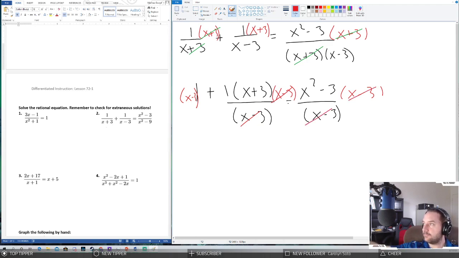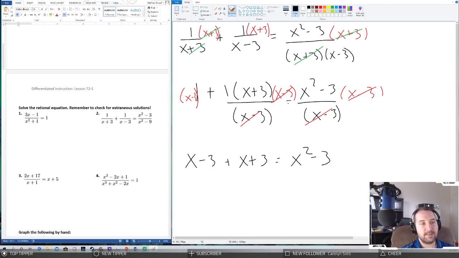So now rewriting what I have, I'm going to have (x minus 3) times 1, which is just x minus 3, plus x plus 3, because that's times 1, equals x squared minus 3. So I got rid of the denominator. It's all gone. It's not there anymore. Now I can just solve it like a regular equation. So because I see an x squared, I know it's going to be quadratic. And so what I need to do is solve the quadratic equation.